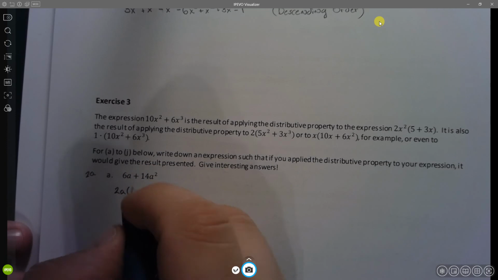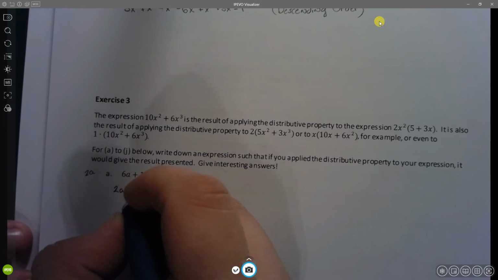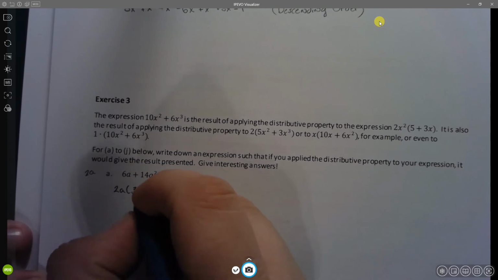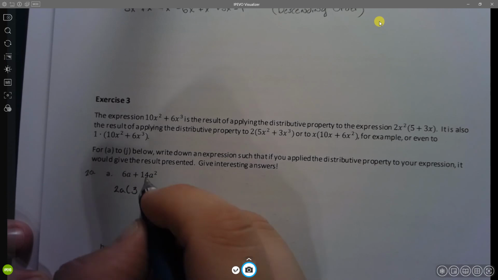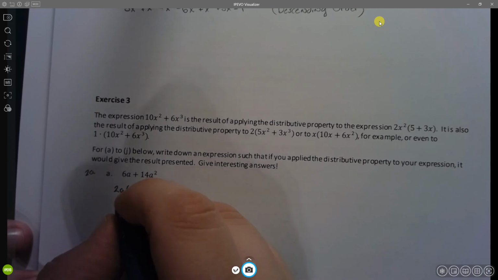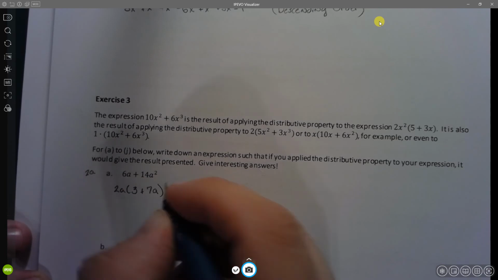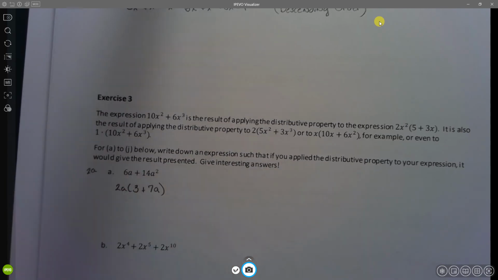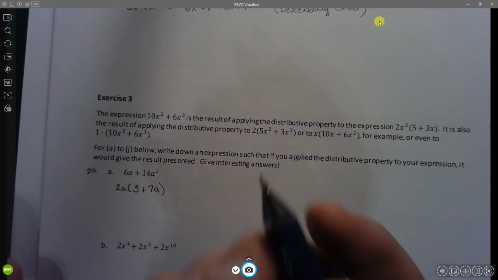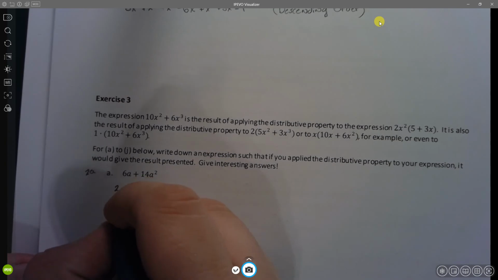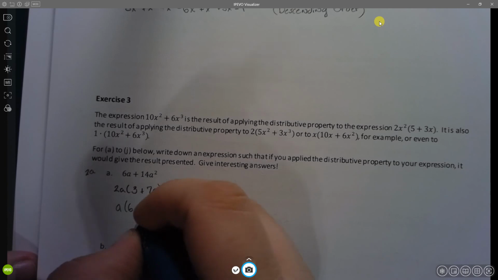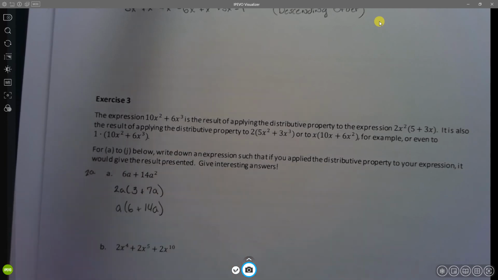So what number did I have to multiply by 2a to get 6a? 3. Plus, what number did I have to multiply 2 to get 14? 7. And what letter did I have to multiply a by to get a squared? A. That's one of the problems I could have come up with. I could also say that I multiplied it by a. A times 6 gives me 6a plus 14 times a. That's another one I could have done.